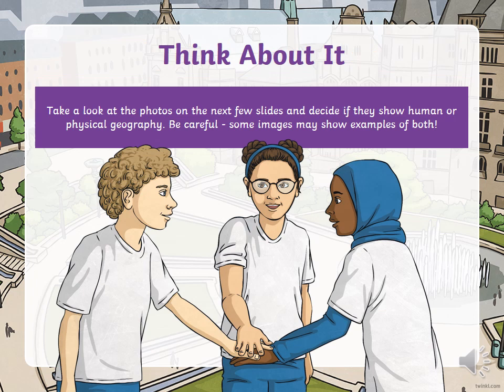So now we've had a little look over the difference between different types of human and physical geography. And just remember, human geography is something that is being created by people, by humans. Physical geography is something that happens naturally. So I want you to look through the photos on the next couple of slides I show and think about whether they are human or physical geography.